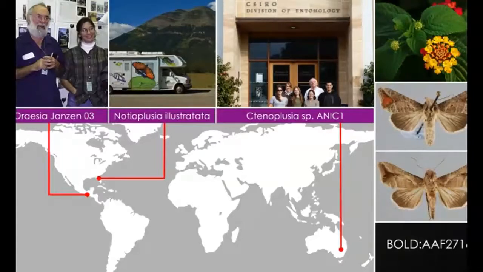I'm going to call them BOLD:AAF2716 as a serial number. And so that serial number is now attached to all the specimens of these three names. Now, these three names don't exist any longer because it turns out there's only one species, Notre Plusiella strata. Its type locality is St. Lucia in the Caribbean.